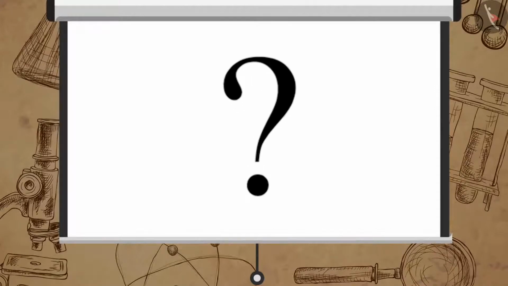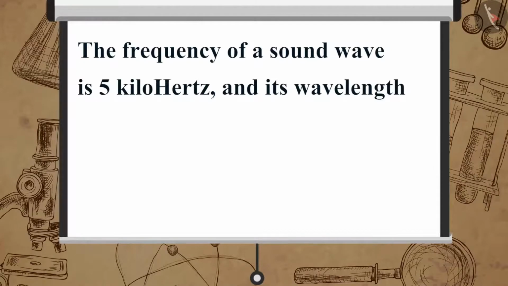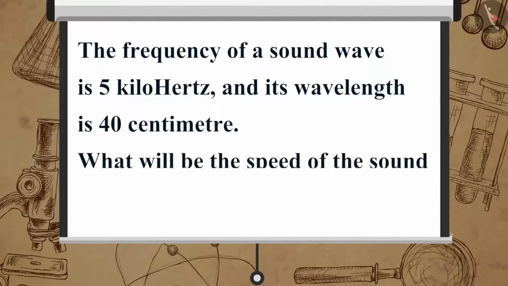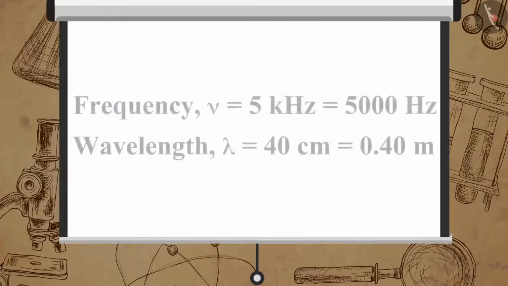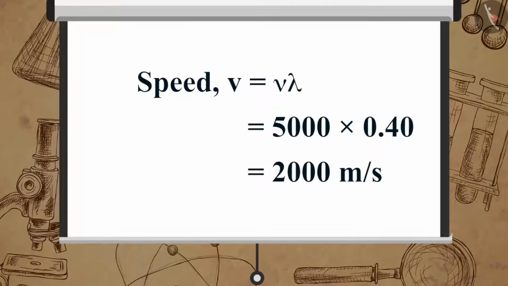Now, let us solve a simple question. Suppose the frequency of a sound wave is 5 kHz and its wavelength is 40 centimeters. What will be the speed of the sound wave? Here, frequency nu is equal to 5 kHz, which is equal to 5000 Hz. Wavelength lambda is equal to 40 centimeter, which is equal to 0.40 meter. Speed v is equal to nu multiplied by lambda, which is equal to 5000 multiplied by 0.40, which is equal to 2000 meter per second.